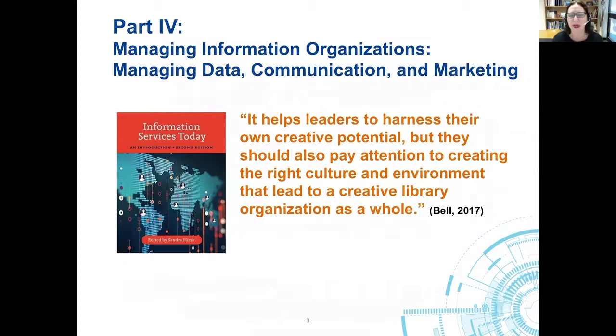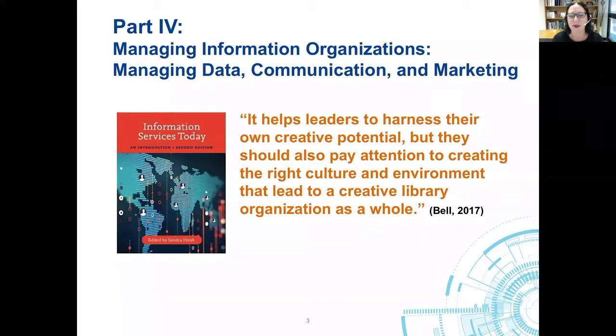Part 4, Managing Information Organizations, explores the profession's ethical code and the ideals of intellectual freedom, including how those principles have been challenged in the past and how they are likely to be the focus of controversy in the future. It also examines some legal issues related to information access, such as copyright and information licensing.